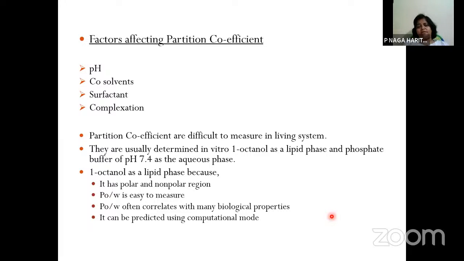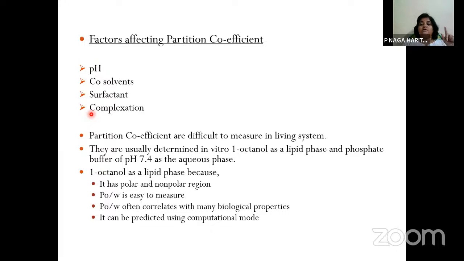So there are certain factors that are going to affect the partition coefficient. They are the pH, co-solvent, surfactant, and complexation. So how are they going to affect it? For example, if the drug is affected by pH, then by altering the pH of that drug microenvironment, you can enhance the permeability of the drug. And the co-solvents have been used as well.